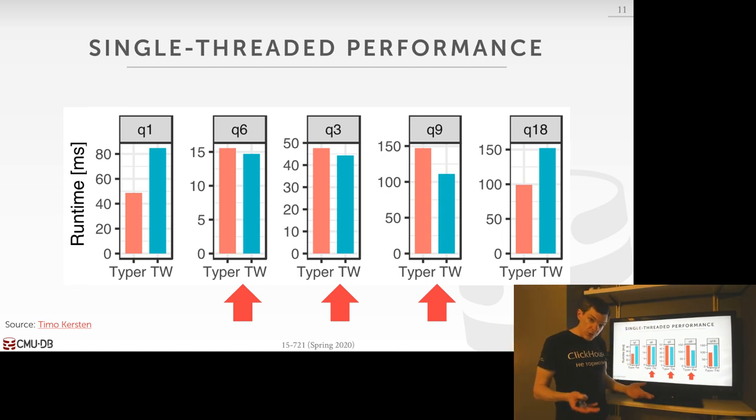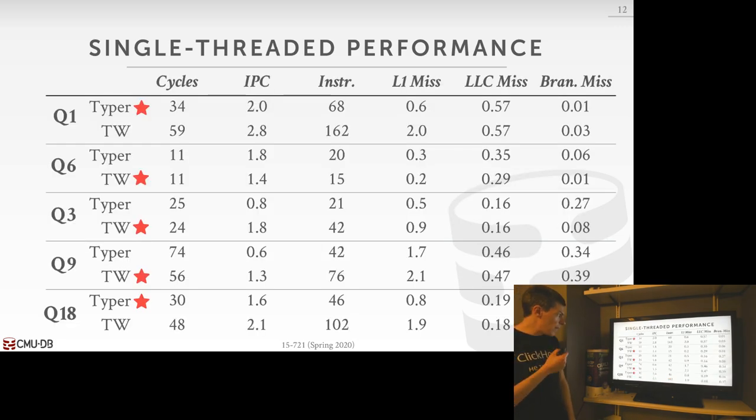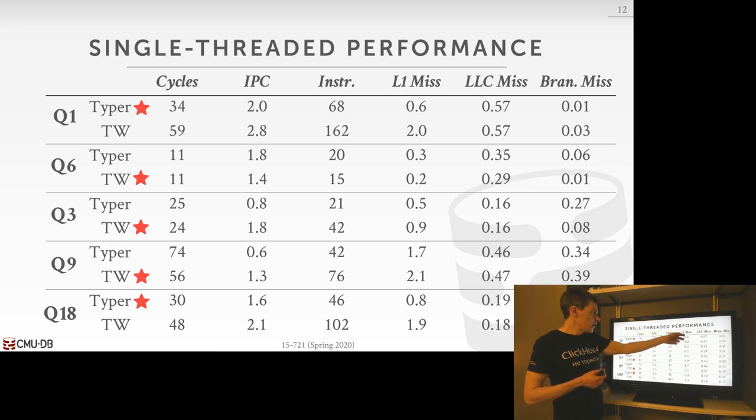To understand why these are doing better, to understand what these different models are actually doing as they execute these queries, we need to look at the low-level performance counters that the hardware provides during query execution. This table was collected using the hardware performance counters from Linux. You have cycles, instructions per cycle, total number of instructions, L1 cache misses, last level cache misses, and branch misses. The little star indicates which of the two systems from the previous graph had the best performance. This is again running the TPC-H queries at a scale factor of one.